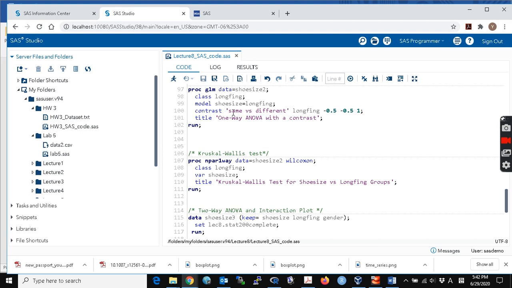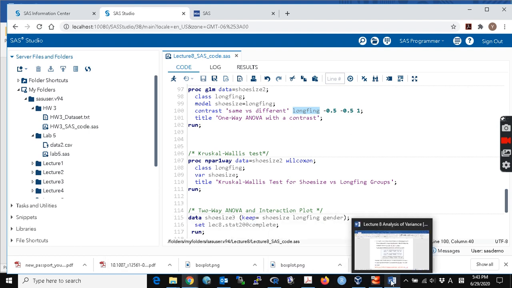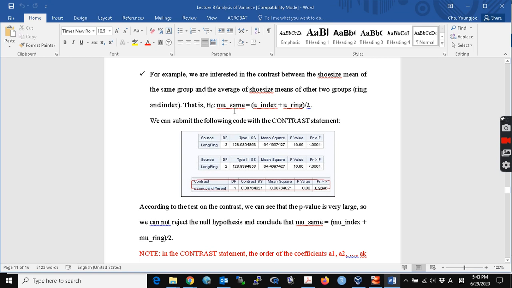We have a contrast, and we put the name as same versus different. The variable that we are interested in is long thing. So we have -0.5, -0.5, and 1, because the same is the third group. If you move it to the left hand side, then the coefficient for index would be -0.5, the coefficient for ring is -0.5, and the same group is going to be 1.